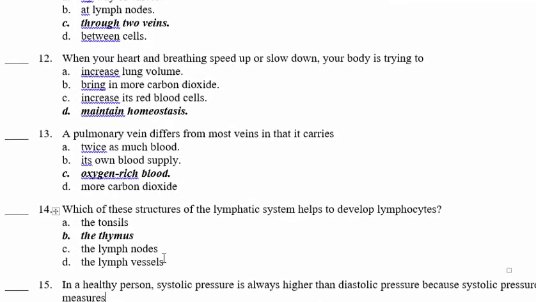Number 12, when your heart and breathing speed up or slow down, your body is trying to maintain homeostasis. For example, you're running, you need more oxygen, so your heart rate is going to increase and your breathing rate is going to increase to make sure you're getting enough oxygen and you're burning enough food in order to feed your cells, in order to give you more energy. So in this case, you're maintaining homeostasis. If you're sitting down doing nothing, your breathing rate is going to be relaxed because you don't need that much oxygen to just sit down and do nothing.